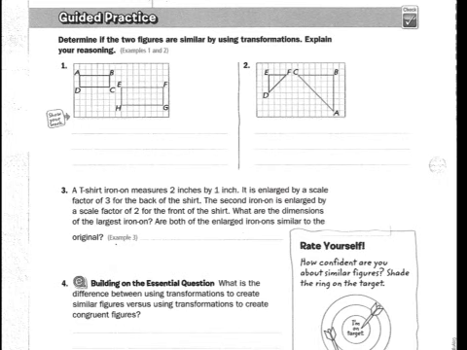So at this point, what I'd like for you to do is to do this guided practice on the back of your notes page, number 1, 2, and 3. And then I would like for you to raise your hand and let me check it and see if you have that correct before you do your homework. Then you can answer number 4 on how confident you are about similar figures after I've checked 1, 2, and 3.